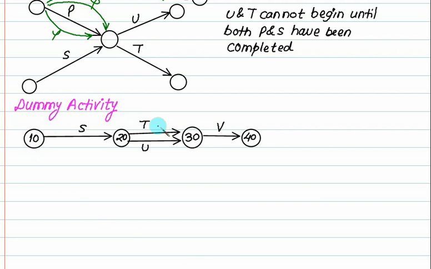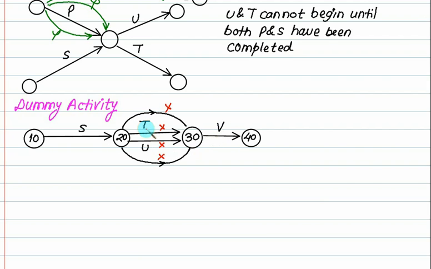In a network diagram, multiple arrows from 20 to 30 are not allowed. Either you can show it this way, or show some T like this. This is totally avoided. You have to always avoid this type of network. But let's look at the meaning of this one. What is the meaning of this one?